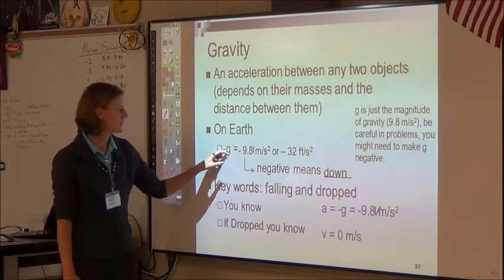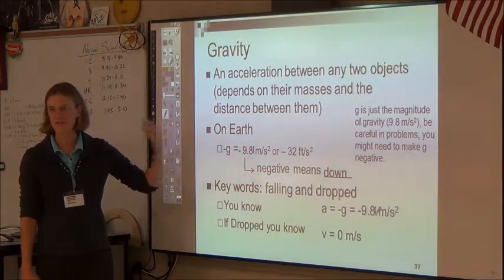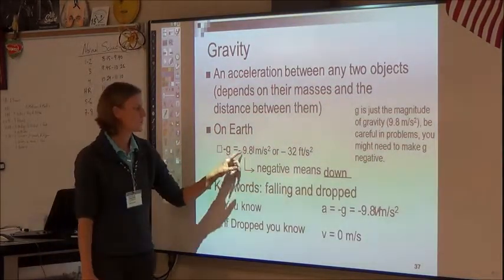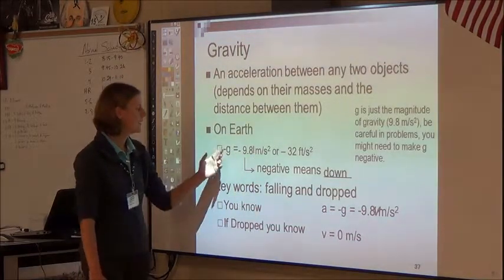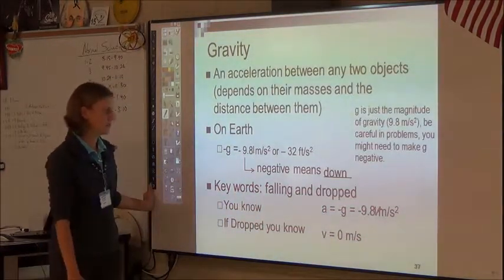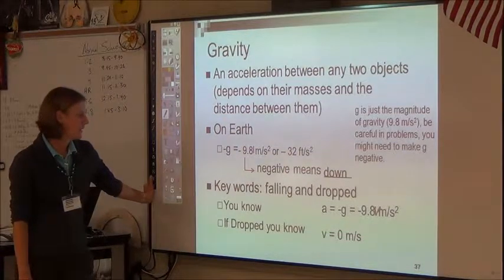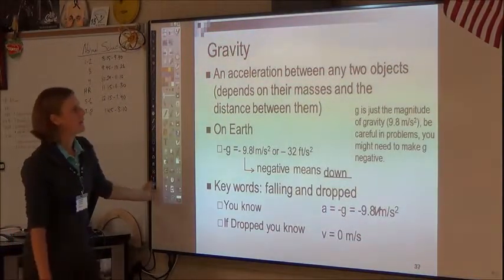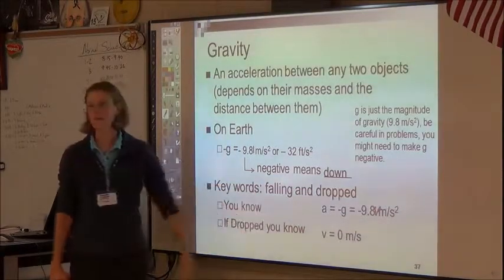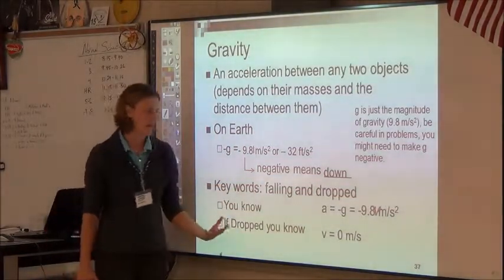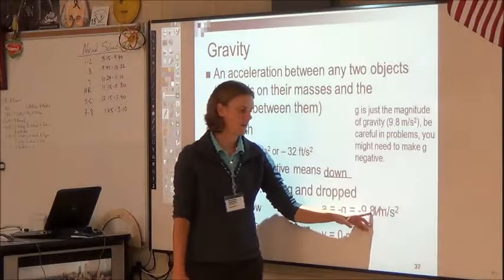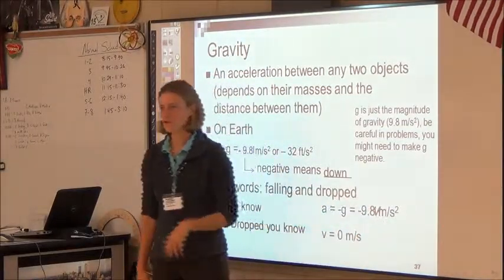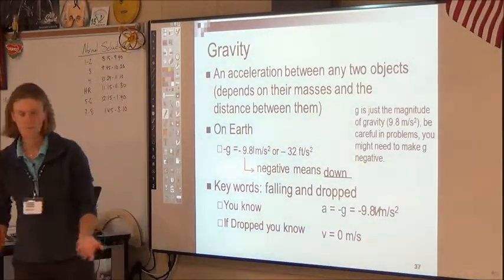In our textbook, it will refer to G as simply the magnitude of gravity, which would be 9.81 meters per second squared. If you want to say that's down, then you need to stick on a negative sign. Any problem that pertains to gravity, if they say something's falling, they don't need to say in the problem that gravity is specifically negative 9.81 meters per second squared. You should just know to use that value.